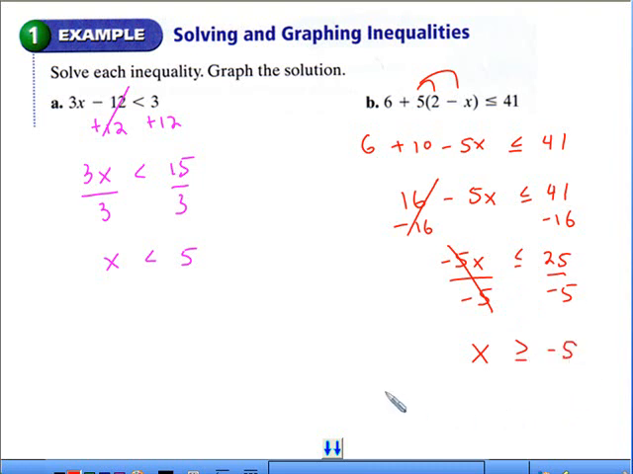So just remember, when you're working with inequalities, if you divide both sides by a negative, or even if you multiply both sides by a negative, you have to flip the inequality.